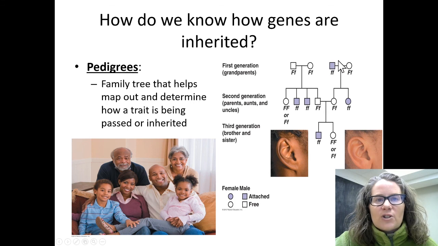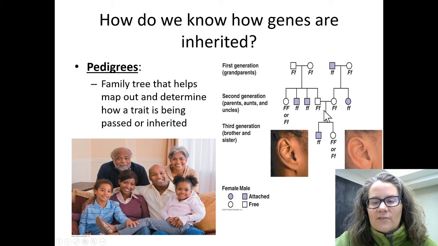Any trait that we are tracking gets colored in. If you don't have the trait, it gets left open. And then two different parents, any offspring they produce comes down to this generation, and we typically list our offspring from left to right in order of birth.